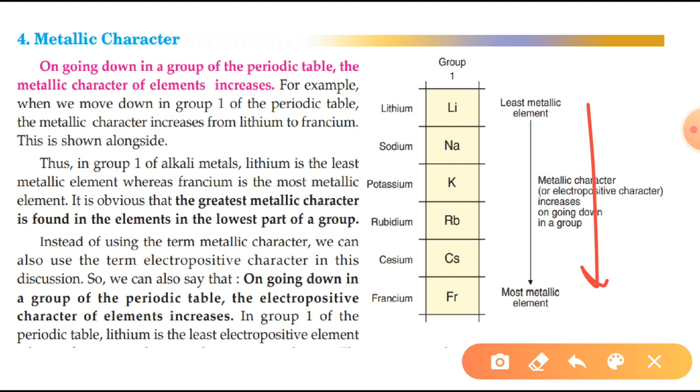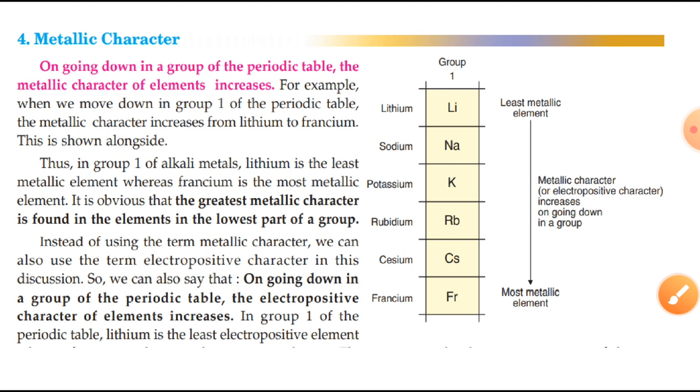So it's very easy for any metal which is down the group to lose its electron. That's why down the group metallic character increases, because cesium and rubidium will easily remove their electron from the valence shell, and that's why they will be considered more metallic than lithium.